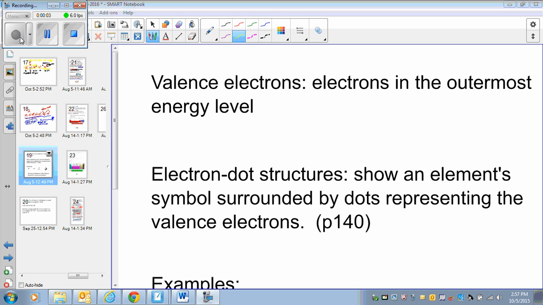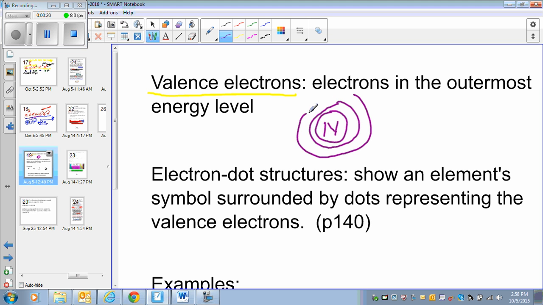Hi everyone, in this video we will learn about valence electrons. Although I've mentioned this term in my earlier videos, once again, valence electrons are the electrons in the outermost energy level. So if this is a nucleus and you have first energy level, second energy level, or third energy level, then this is the outermost energy level. This is called the valence shell, and any electron sitting in this energy level is called a valence electron.